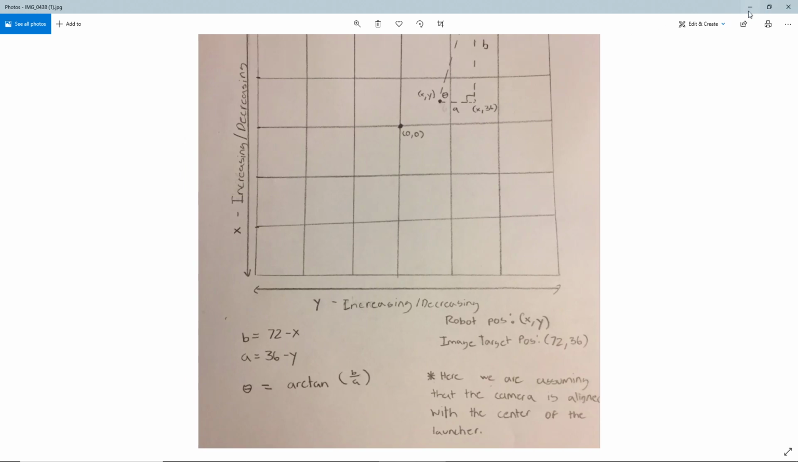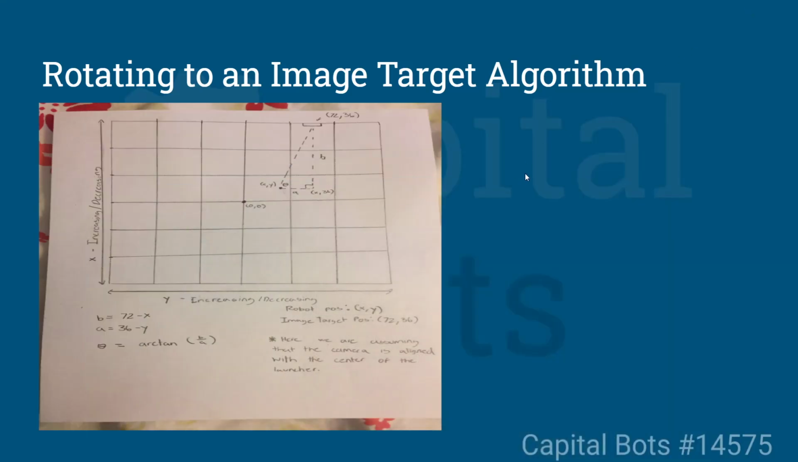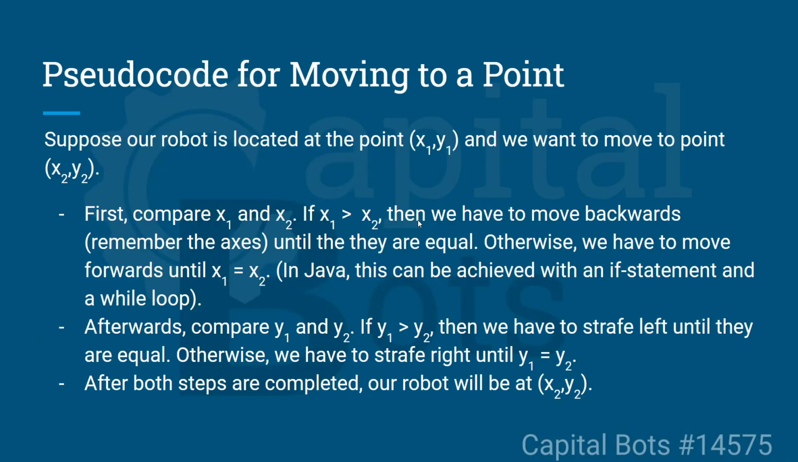So go back to the presentation. All right. And then here I've provided the pseudocode for moving to a point. Let's give our robot an arbitrary location and label that x1, y1, and we want to move to point x2, y2. So first we have to compare x1 and x2.